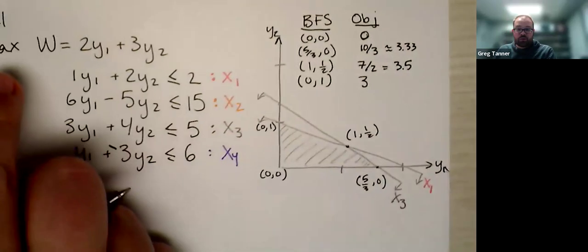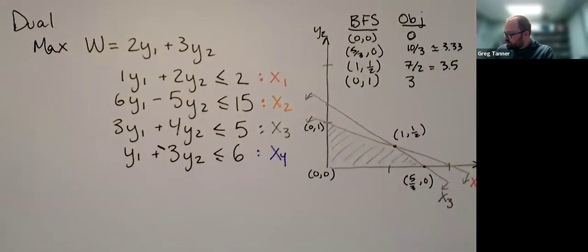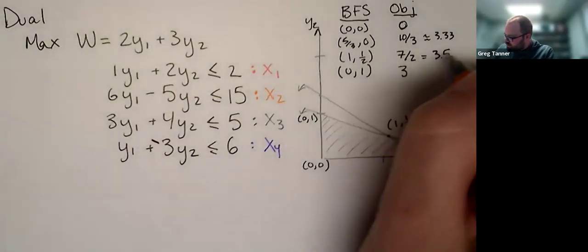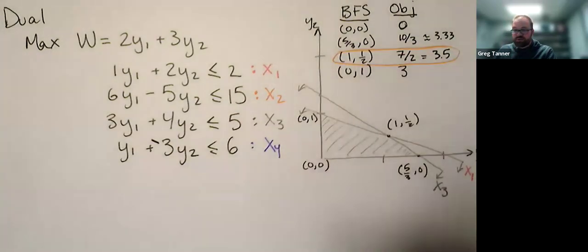And so the dual problem is a maximization problem, and so we want to choose the largest. And so this is going to be our optimal dual solution.